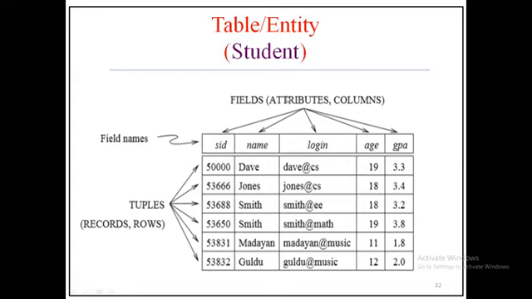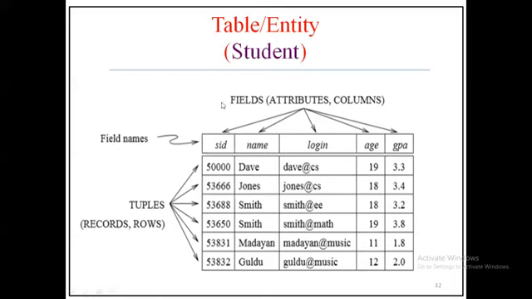Now what is the table name here? Student is the table name, also called an entity. So table or entity. Now, student is my entity. Field names are also called attributes and columns. Tuples are also called records or rows. So how many rows? 6 rows. How many records? 6 records. How many tuples? 6 tuples.